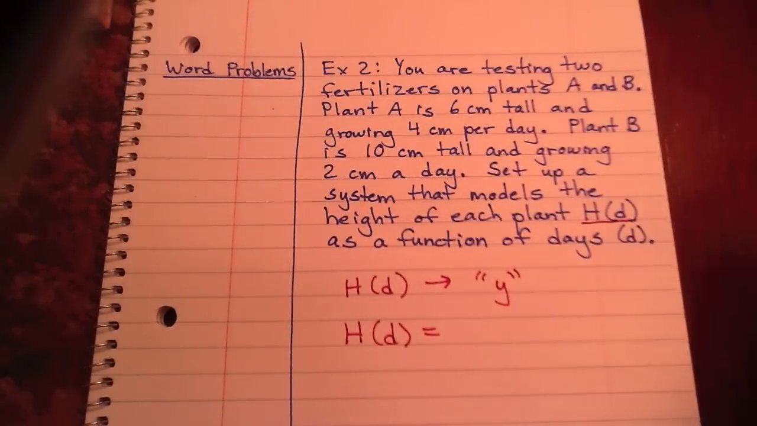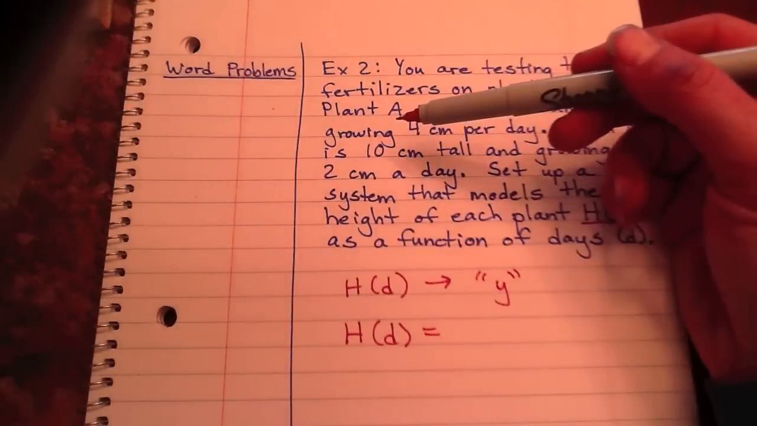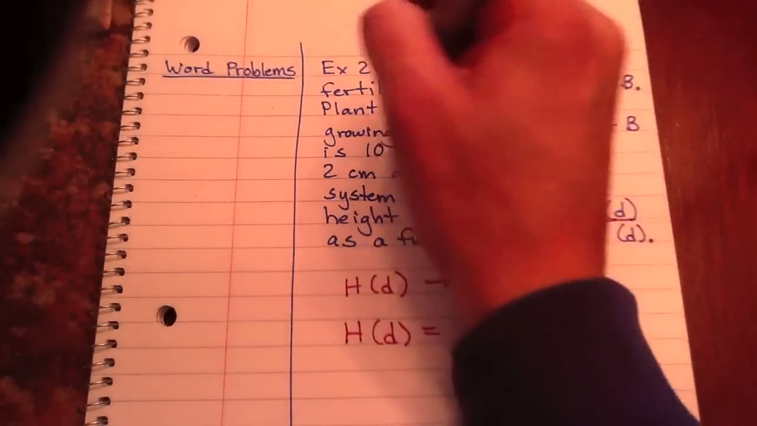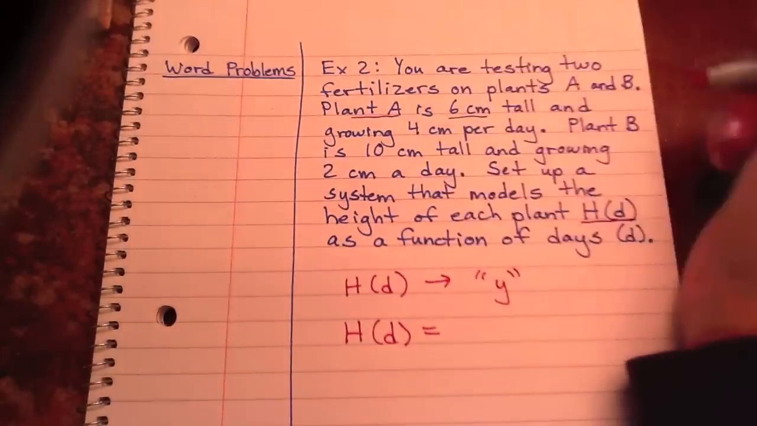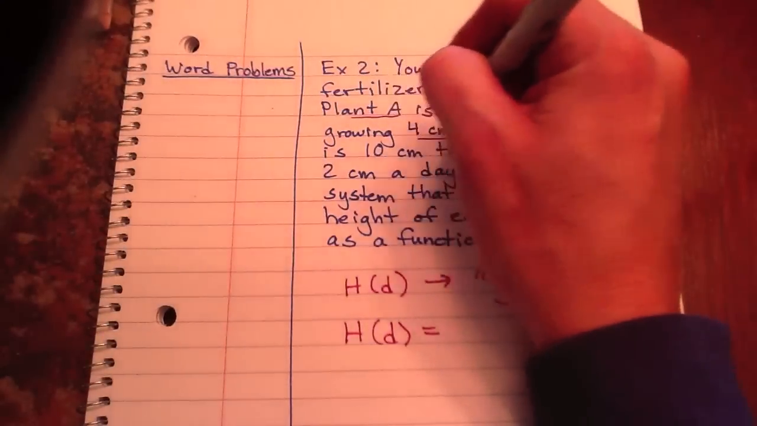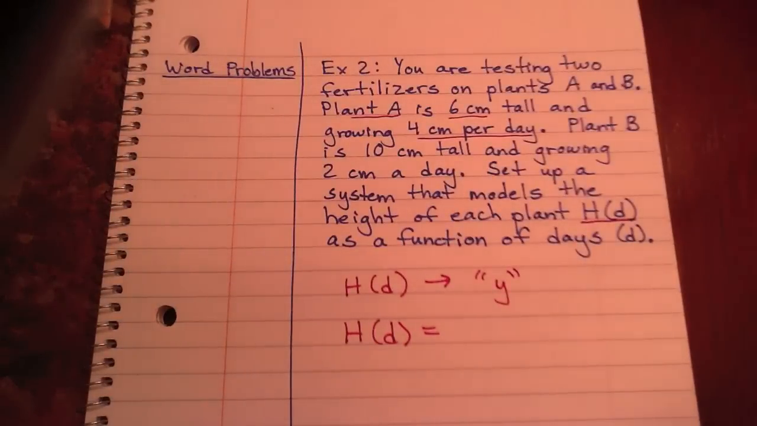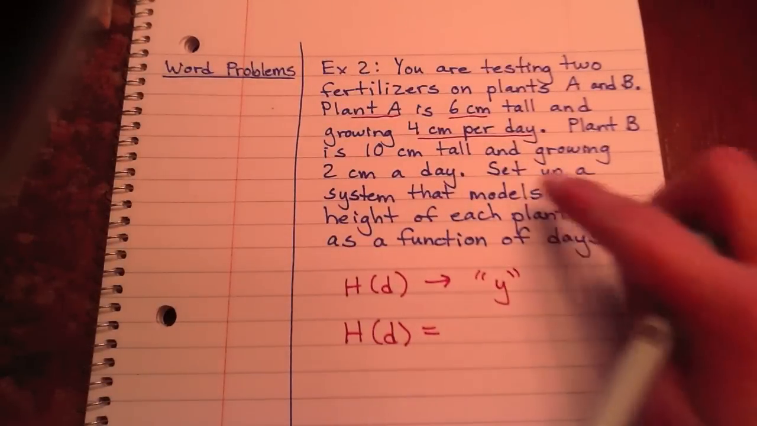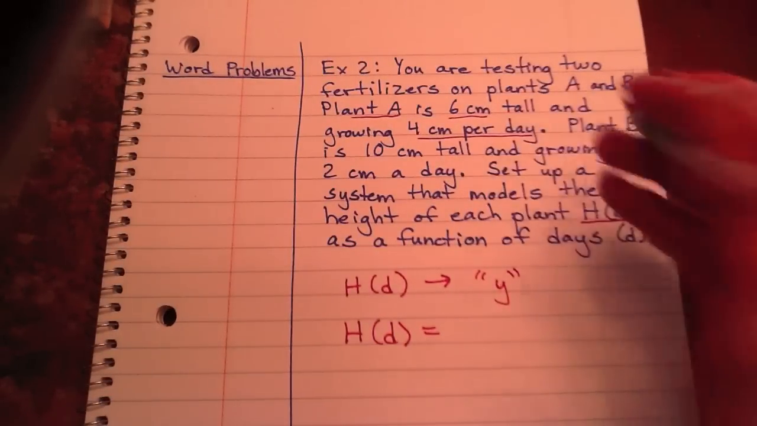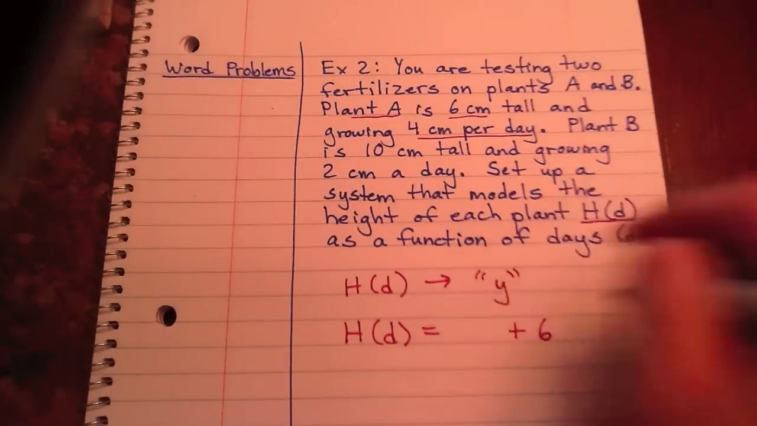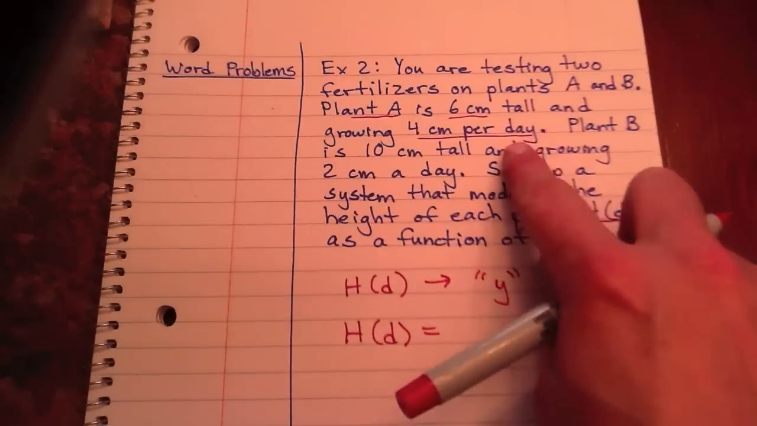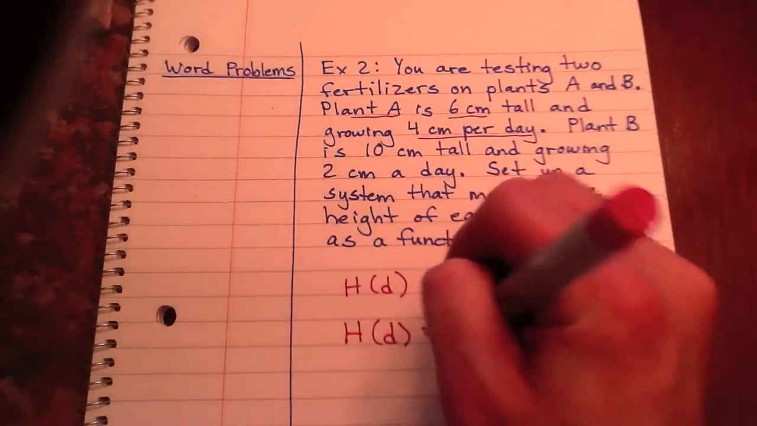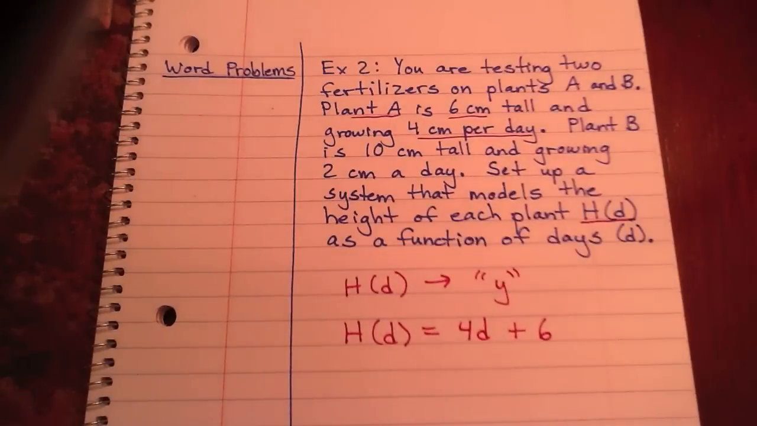Now you're going to look through for the first set of information. Let's do plant A. We know that it's already 6 centimeters tall and it's growing 4 centimeters a day. Remember, this is our starting point, so we're just going to have plus 6 to whatever growth we have. And then it's 4 per day, and d is our variable, so 4d.